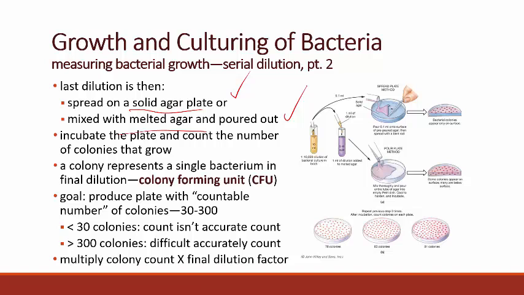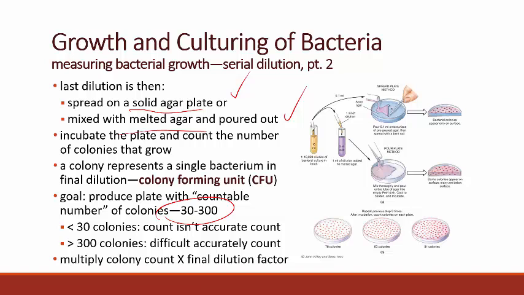And then you incubate the plate at the appropriate temperature for the appropriate amount of time. Usually it's a 24-hour incubation, and either at 25 degrees C, 30 degrees C, or 37 degrees C. Those are the 3 temperatures that are most commonly incubated at. And then you can count the number of colonies that grow on the plate. And what you're looking for is a plate that has a countable number of colonies, anywhere between 30 and 300.